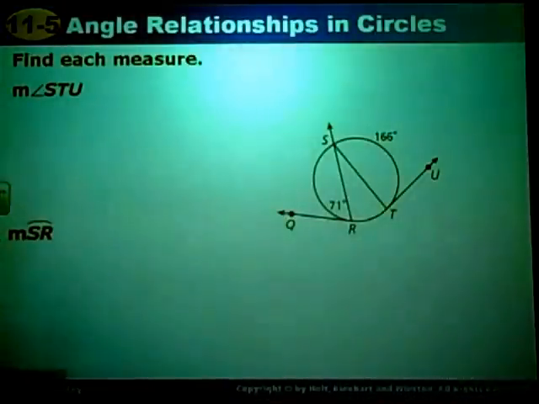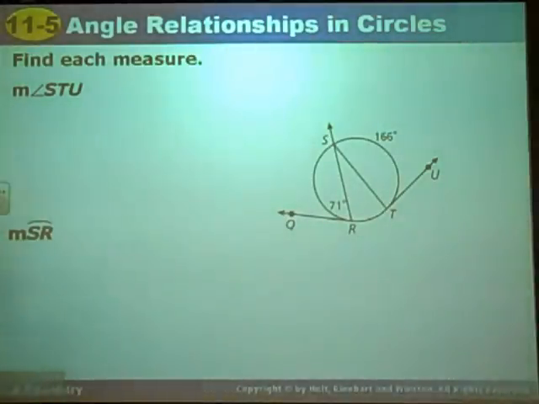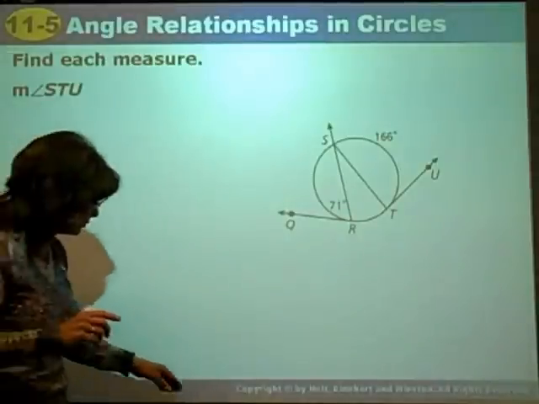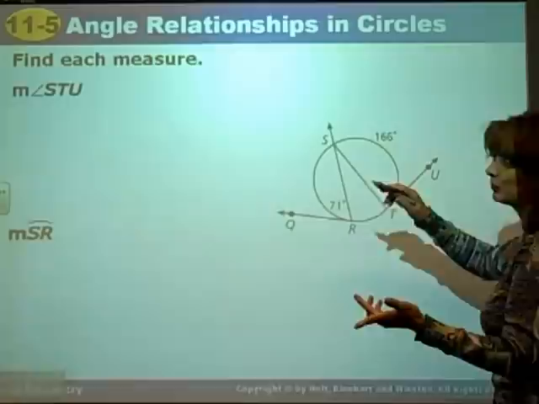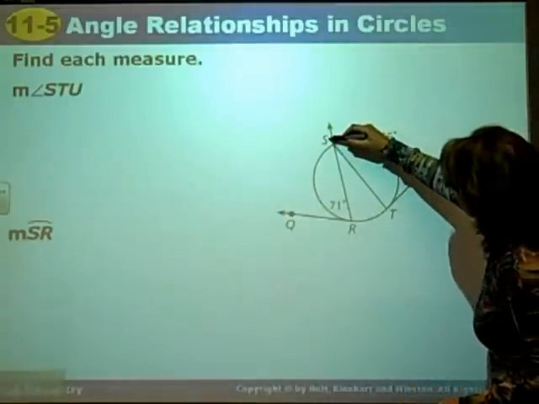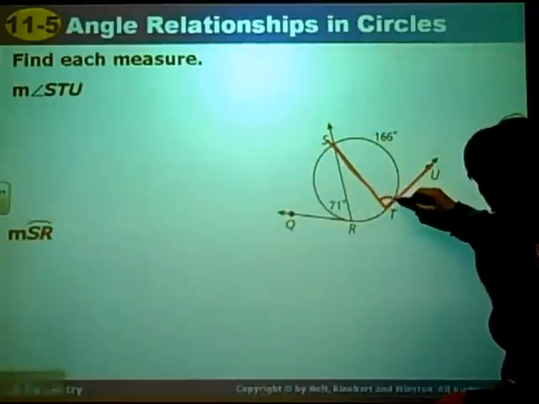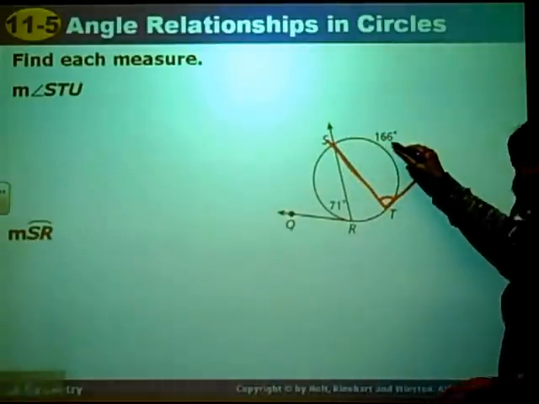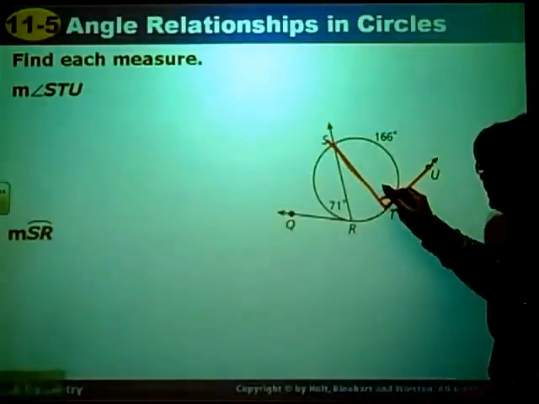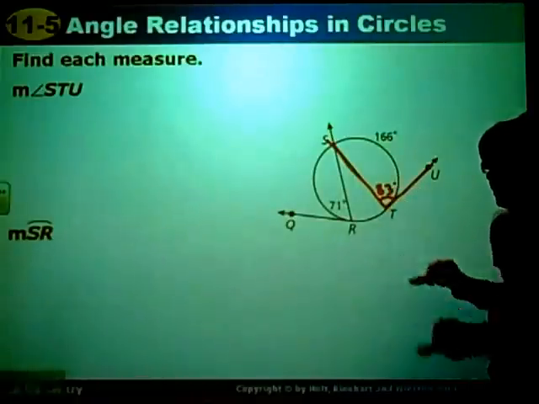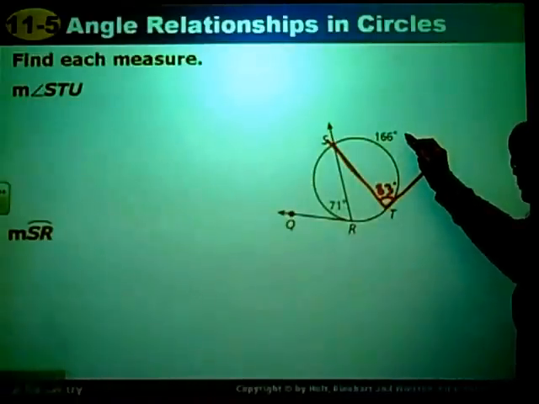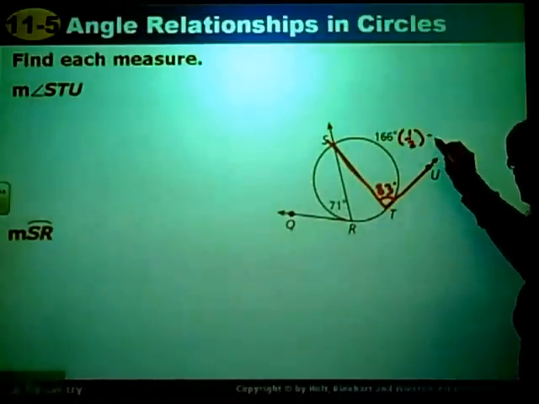So now let's find some arc measures using this. If we want to find the measure of angle STU, I see here's S to T to U. I want this angle. I see this arc is 166, so I just take half of it, and I know the angle is 83 degrees. So just times 1/2 equals the angle.